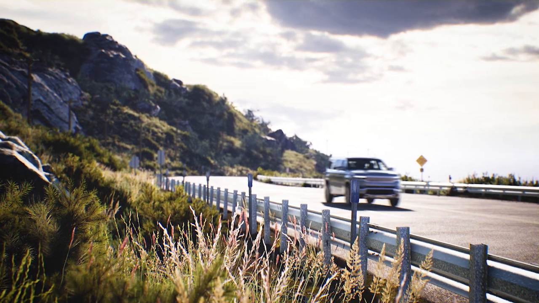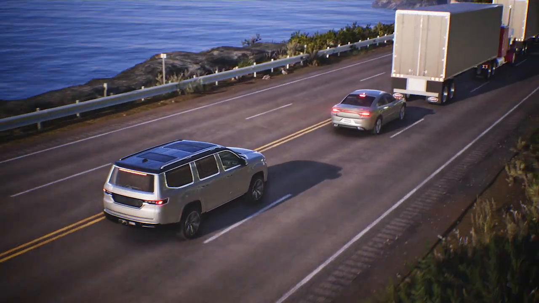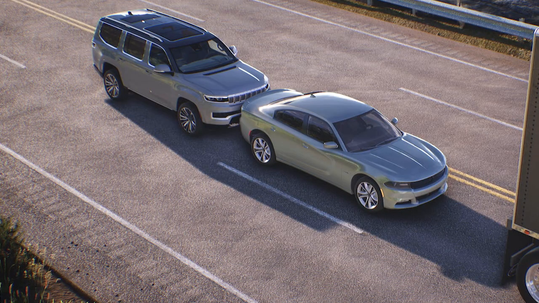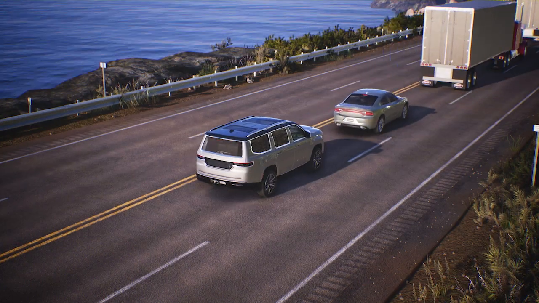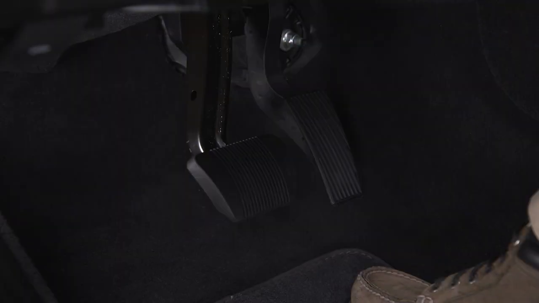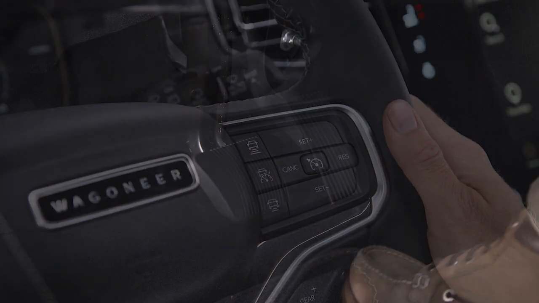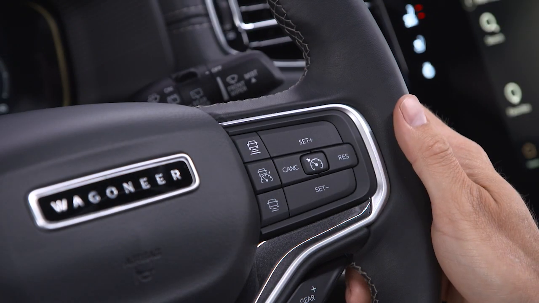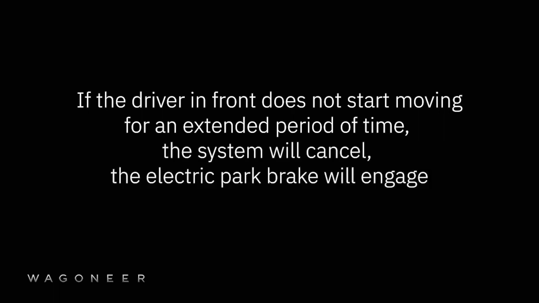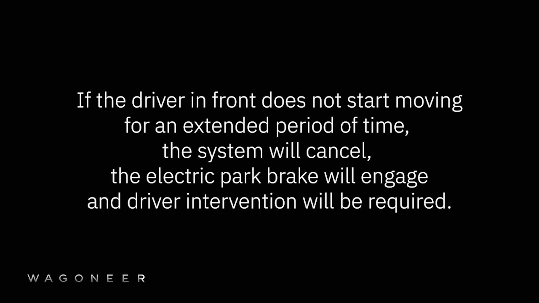If the driver in front of you stops, ACC will maintain your set distance and bring you to a standstill as well. If that driver starts moving again within 2 seconds, you'll resume motion without the need for driver interaction. If ACC stops you for more than 2 seconds, you'll have to tap the accelerator pedal or hit the resume button on your steering wheel to start moving again. If the driver in front does not start moving for an extended period of time, the system will cancel, the electric park brake will engage, and driver intervention will be required.